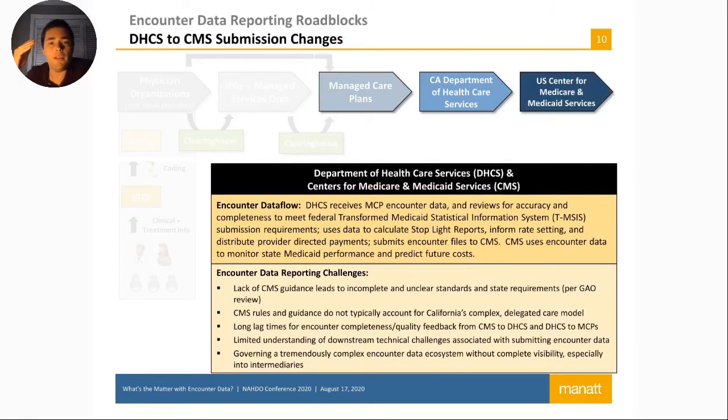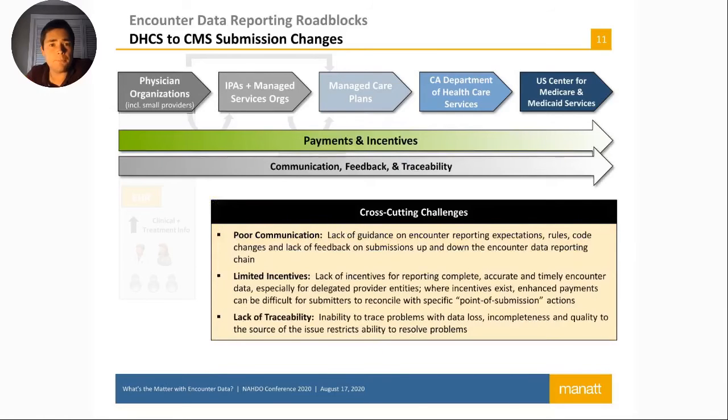And then finally, you have issues that arise between when the state submits encounter data, for instance, in our project with managed care plans. The requirements aren't always crystal clear from CMS on what is required to be submitted and what is not. And so you again result in disparities there. Payments and incentives are a cross-cutting issue, as are communication, feedback, and traceability up and down the system.